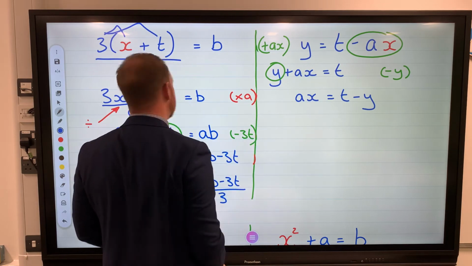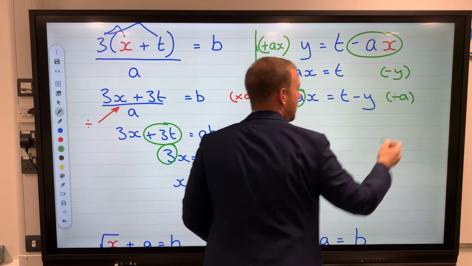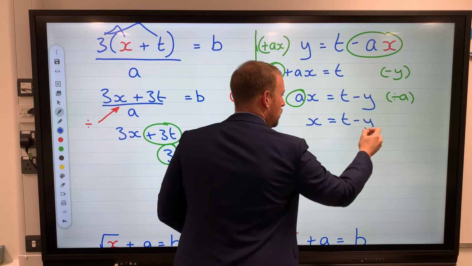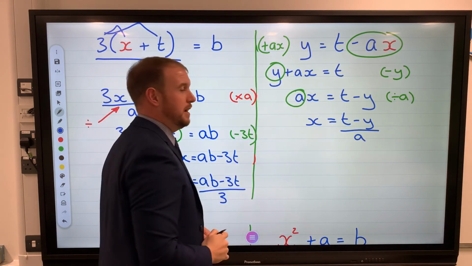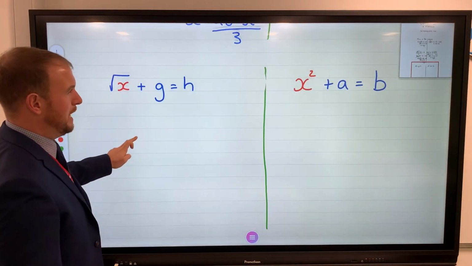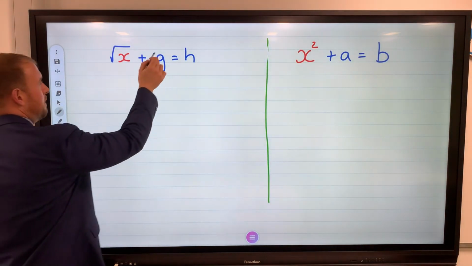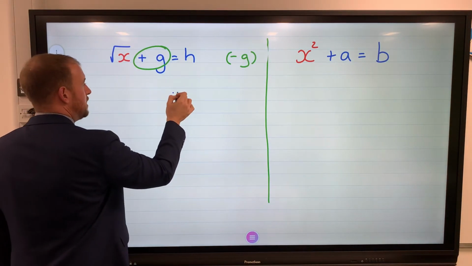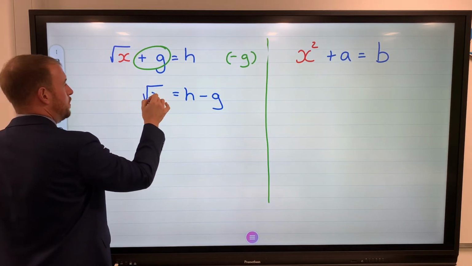But I want x by itself. So I need to eliminate the a by dividing by a. Remember, divide, we use fractions. So divide by a. And x is by itself. Right, remember inverses now, slightly different. I want the x by itself, so I need to eliminate the plus g by taking away g. So on the right hand side now I have h subtract g. This side I have the square root of x.